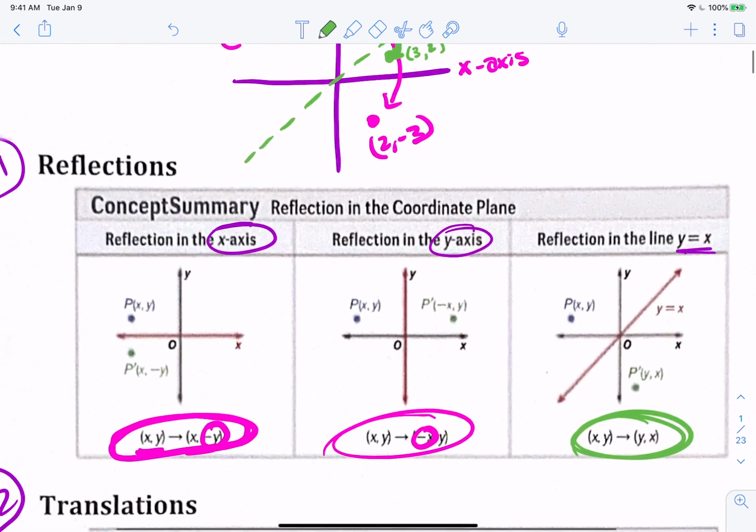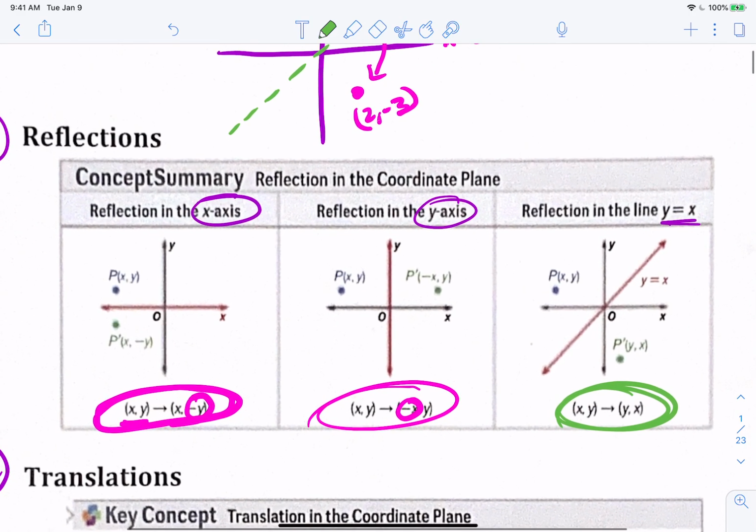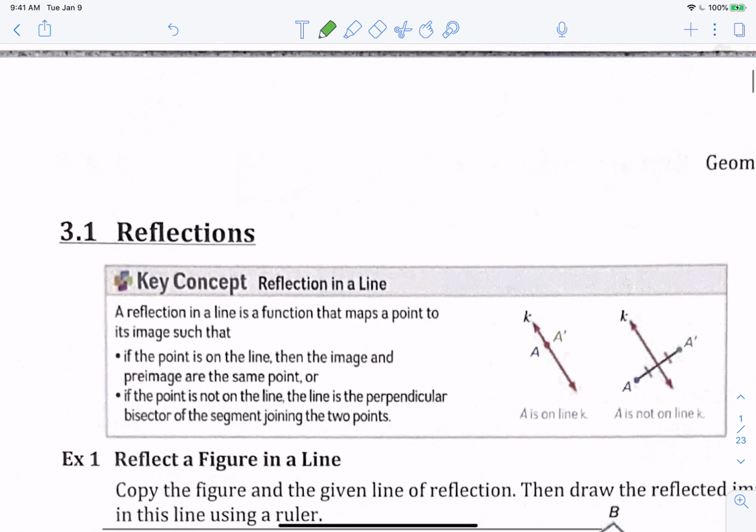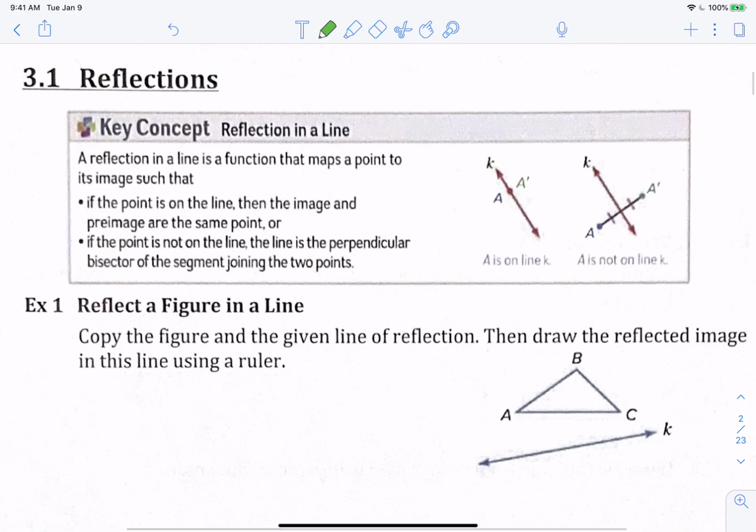All right, so that's the only part that we're going to focus on for this section, and then 3-2 tomorrow we'll talk about that box, 3-3 we'll talk about that box, okay? So go to your notes. 3-1 reflections. Here we go.